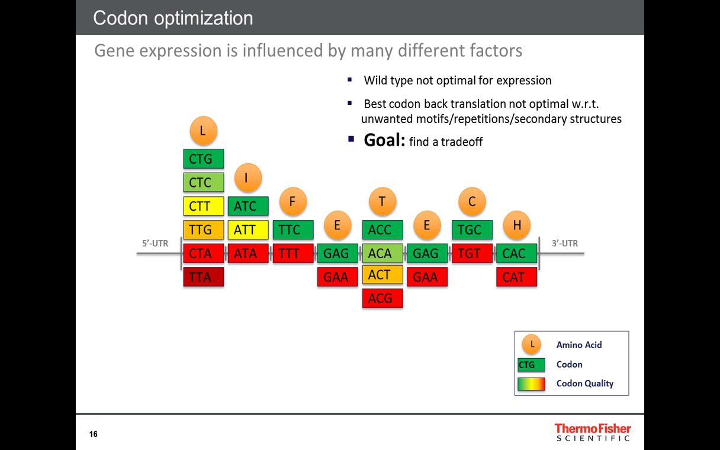Now, optimization of a gene in silico is actually not that trivial, and that is because the number of sequences coding for one and the same protein is astronomically high. It's the number of combinations of all the synonymous codons.